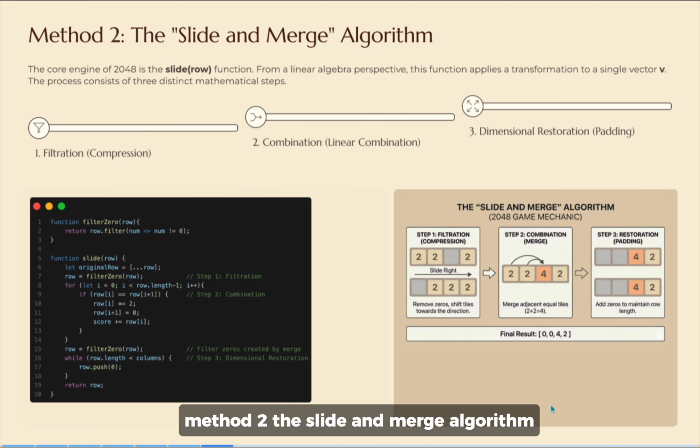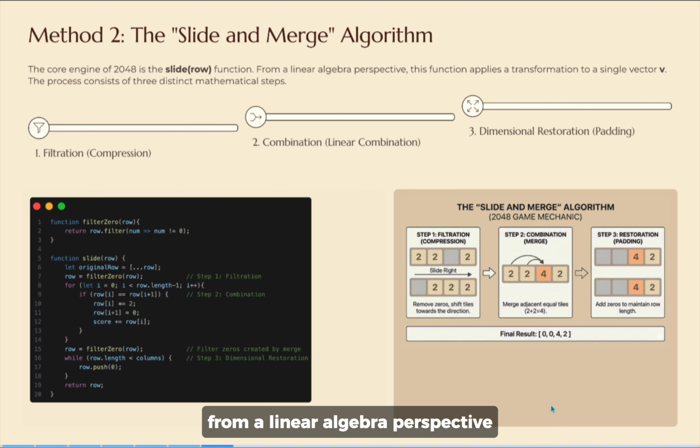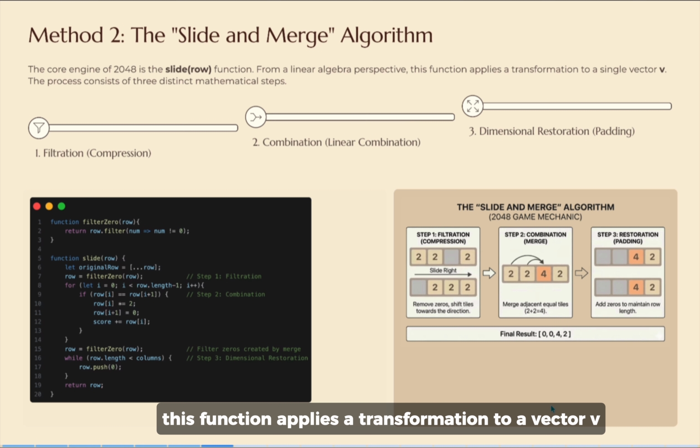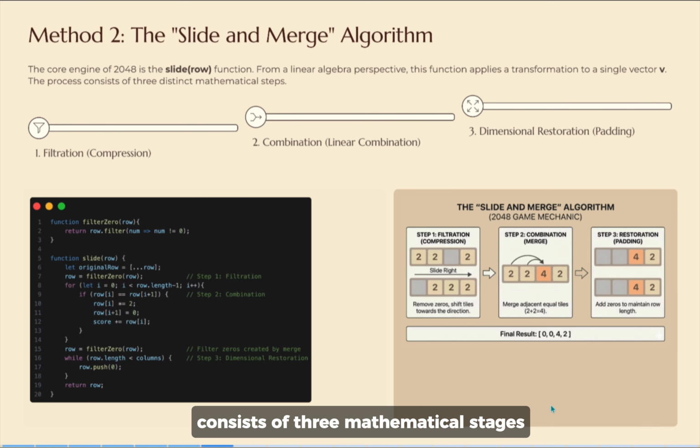Method 2. The slide and merge algorithm. The core logic of 2048 is the slide function. From a linear algebra perspective, this function applies a transformation to a vector v. This transformation consists of three mathematical stages.